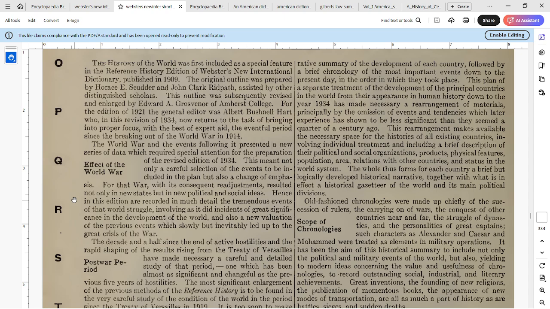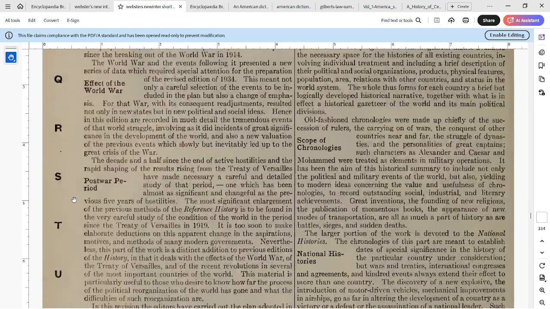The whole thus forms for each country a brief but logically developed historical narrative, together with what is in effect a historical gazetteer of the world and its main political divisions. So we're going to scope of chronologies.